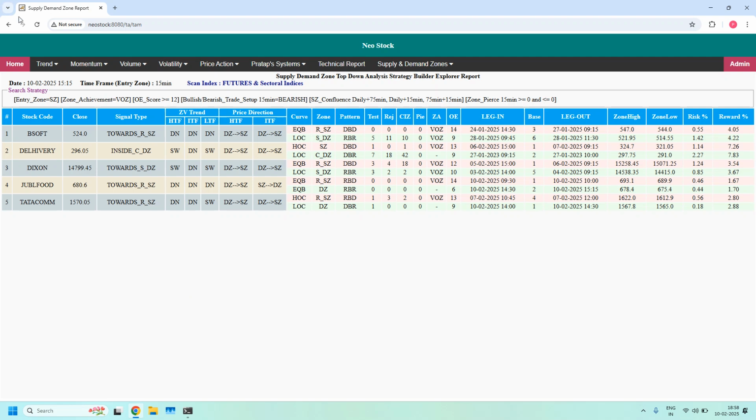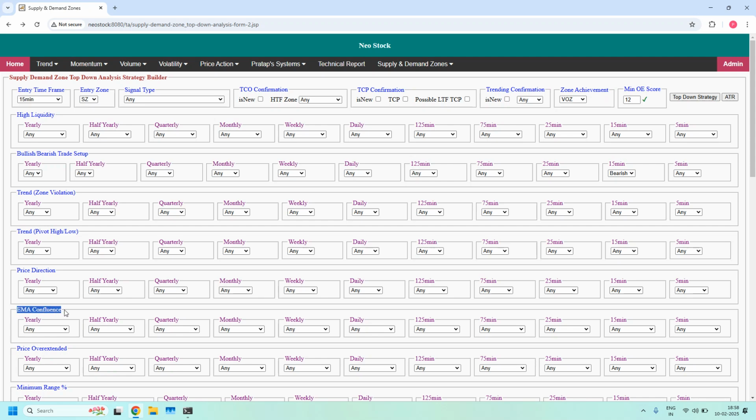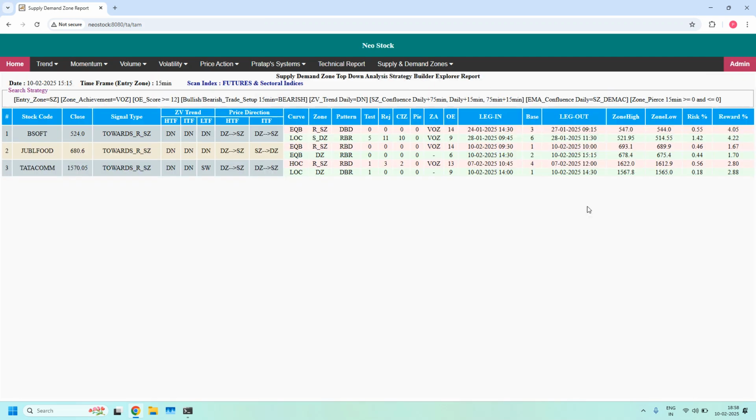Let's verify. In the EMA confluence, at daily time frame, I am setting the filter. Daily supply zone is having daily EMA confluence or not, and also trend on the daily time frame should not be sideways, so it should be downtrend because it is a bearish trade setup. We got all the 3 stocks, so these 3 are even more high probability trade setup supported stocks. So this is a bearish trade setup for daily income trade.